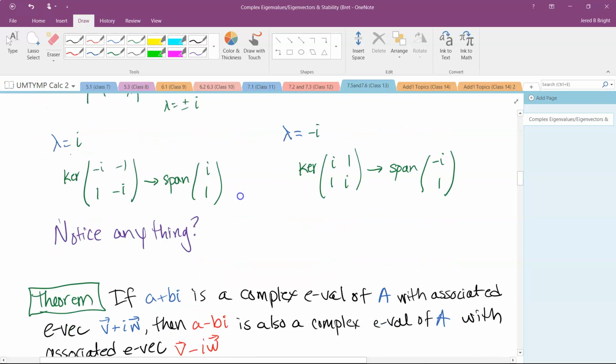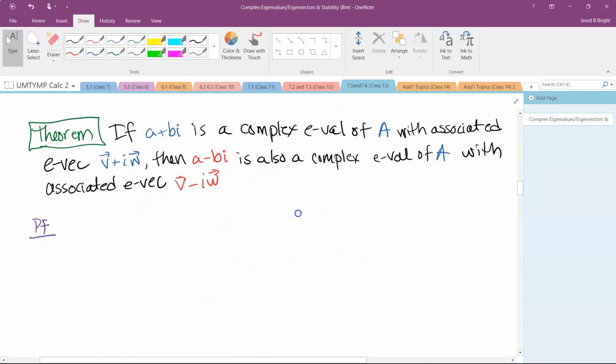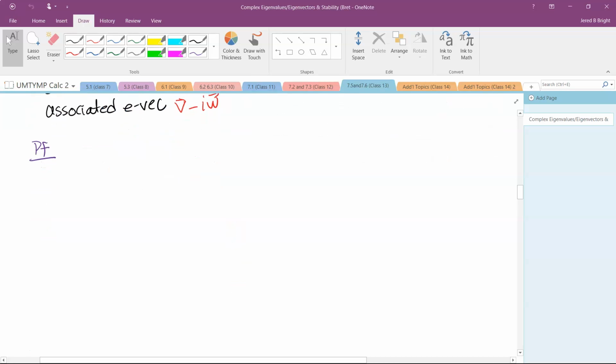Okay, and that's exactly what this next theorem says. If we have a complex eigenvalue of a plus bi with associated eigenvector v plus iw, then the complex conjugate is also an eigenvalue and eigenvector. Okay, so I do want to take some time and prove this in class, which is the video, just so you can see this.